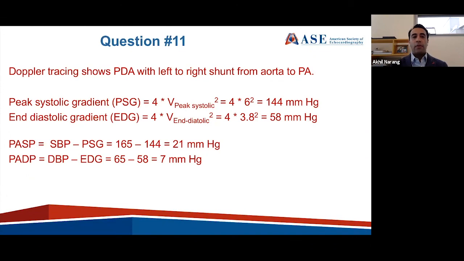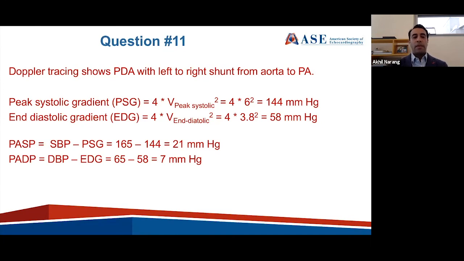In order to determine the PA systolic pressure and PA diastolic pressure, we first have to calculate the peak systolic gradient and the end diastolic gradient. The peak systolic gradient, again using the simplified Bernoulli equation, is 4 times the peak systolic velocity squared. This gives us an answer of 144 millimeters of mercury. The end diastolic gradient is then used to determine the PA diastolic pressure. We utilize the simplified Bernoulli equation, 4 times the end diastolic velocity squared, which gives us an answer of 58 millimeters of mercury.